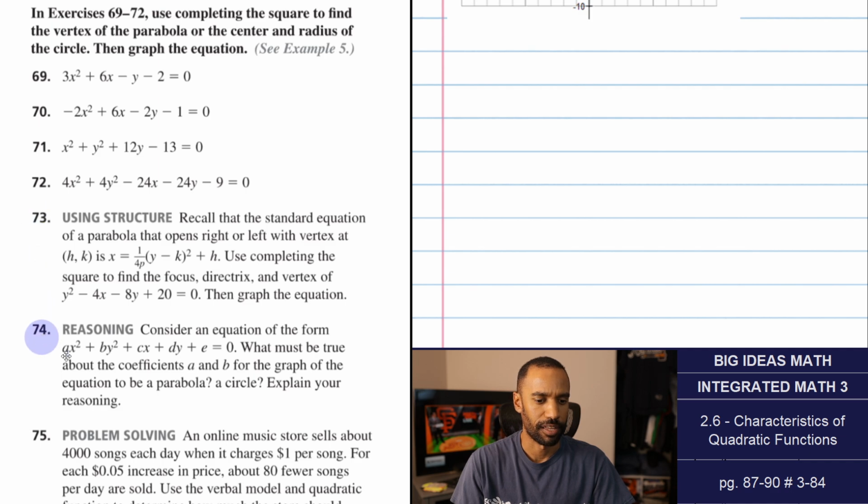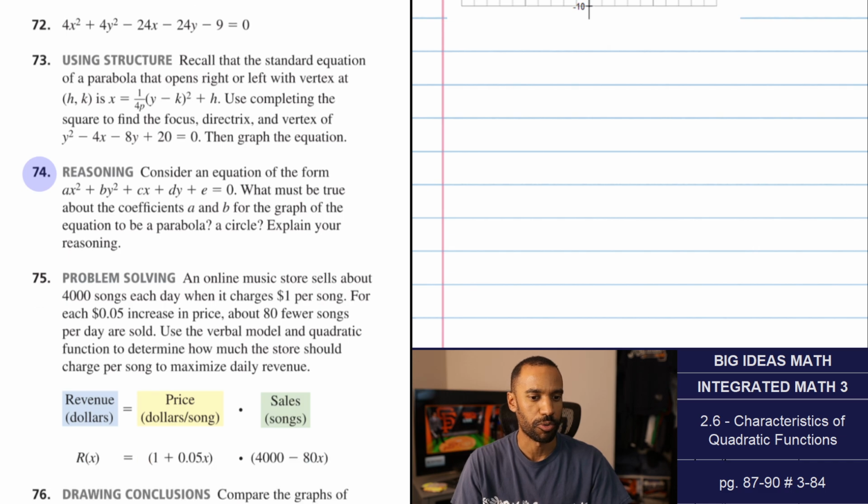Let's see how much space I have left here. Let's see if I'm sweating bullets. Maybe a little. Depends on how long these problems will be.